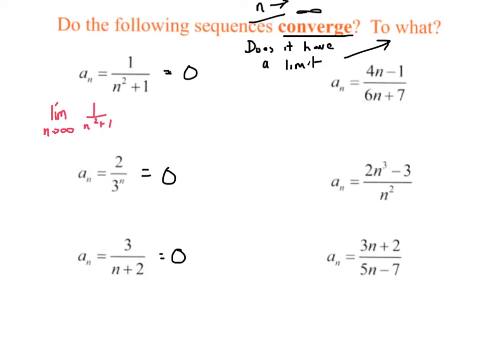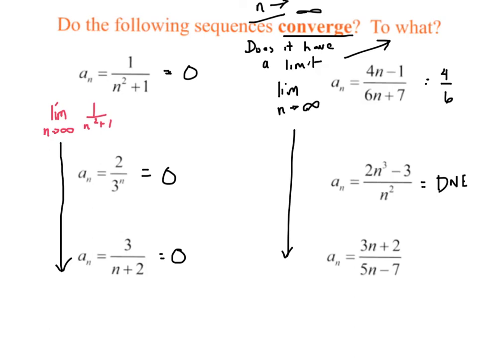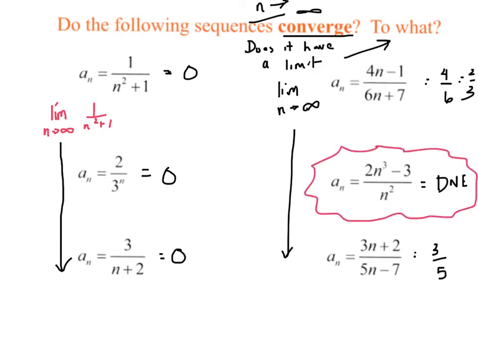Every single one of these, we're asking what happens as n approaches infinity. Okay, so like this one, limit, I'm just going to write that again, as n approaches infinity. That's what we got to think about. So this one approaches 4/6. This one, well, the limit does not exist because the high power is on the top. And this last one is 3/5. So out of all of these answers, only one of them doesn't converge. The one that has a non-existent limit.